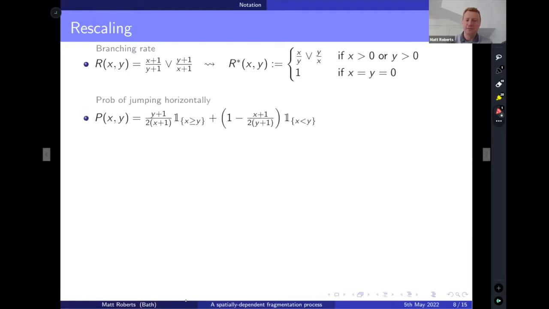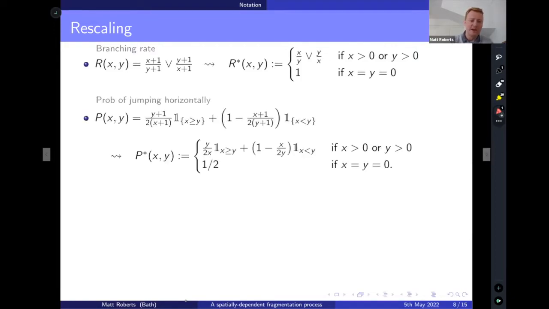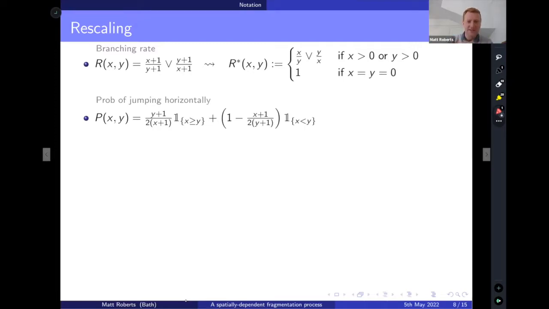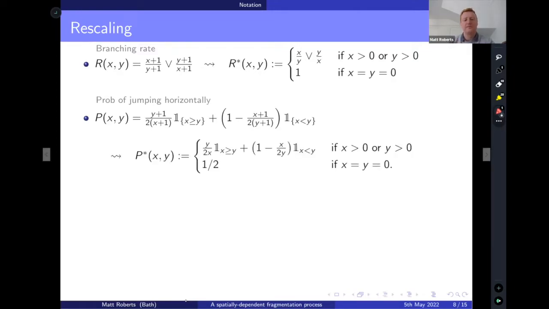Similarly, the probability. So remember, we had the probability of splitting vertically. A vertical split reduces the size of your base, so it corresponds to a jump in the horizontal direction. So this was the probability of jumping horizontally. And when you introduce the rescaling, it looks slightly simpler. Again, you get rid of the plus ones, except that it becomes discontinuous at 0 again.